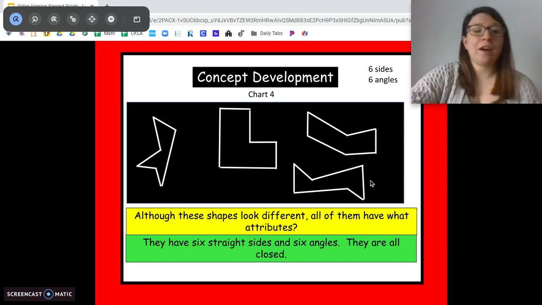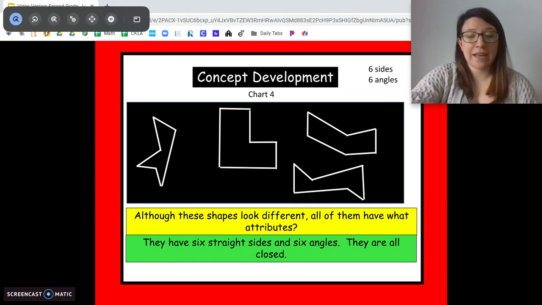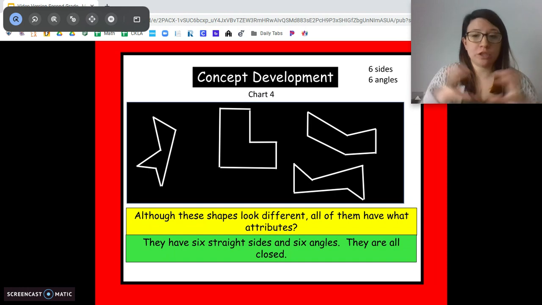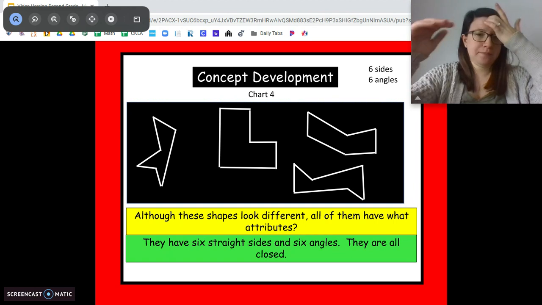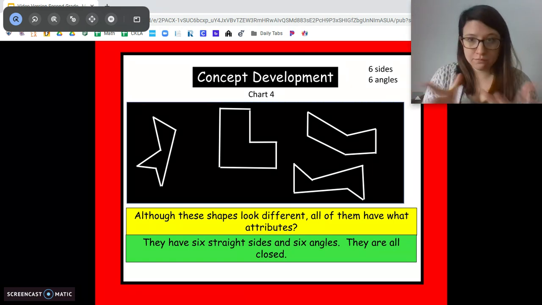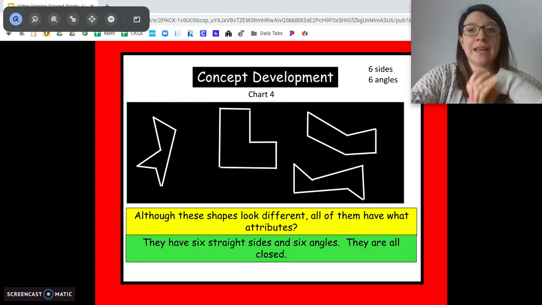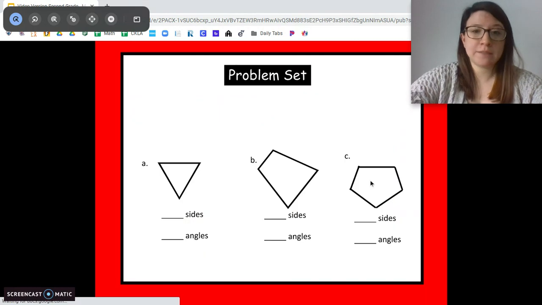Very good. So they all have 6 straight lines. Again, no curved lines and 6 angles. And they are all closed shapes, which means they don't have any open parts, any sides not connected. Even though they all make different designs, all have different shapes, they all have the same attributes. All 6 sides, all 6 angles, all straight lines.